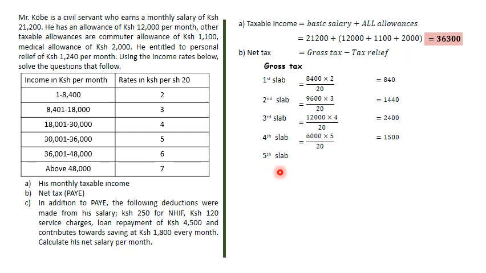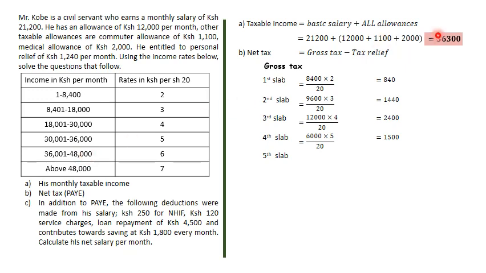In the next slab, which is the fifth slab, we're supposed to realize that the taxable income of this particular person is somewhere between 36,000 and 48,000. So we ask ourselves, how much of the income is in this slab here? That's the question we should ask ourselves, since it's past 36,000 and below 48,000.